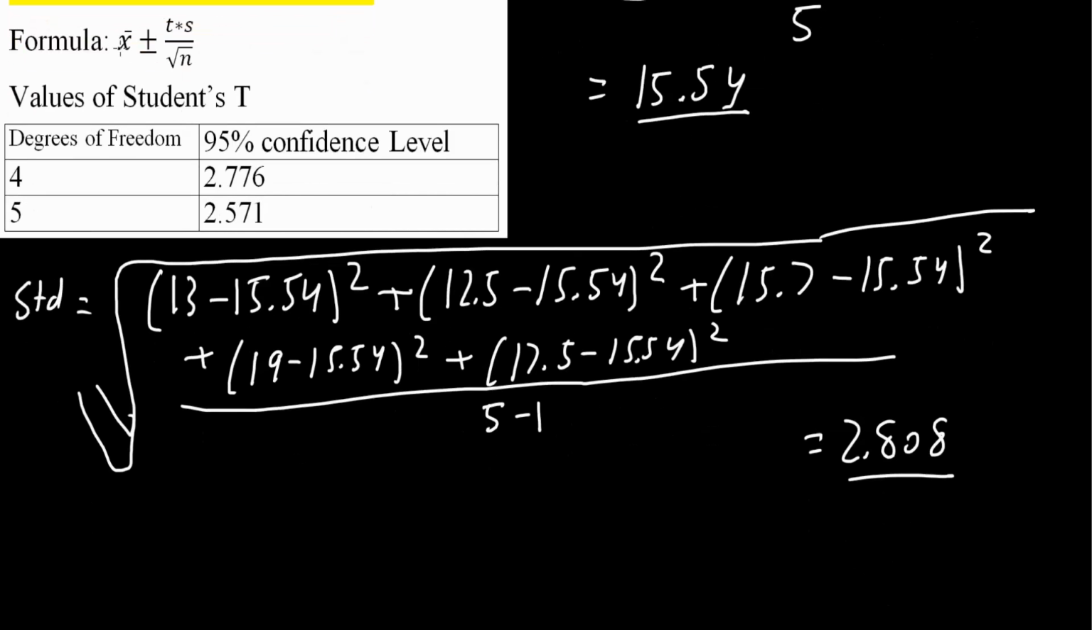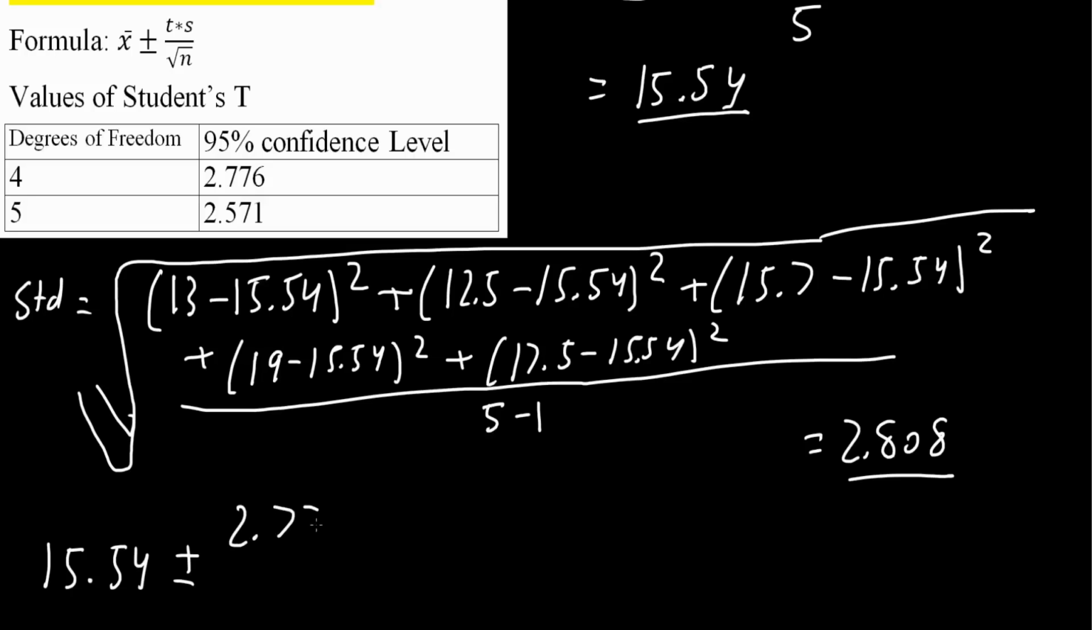So we have the average, which was 15.54 plus or minus t. Now t is the value of the student's t. So we have n equal to 5. Whenever we get the degree of freedom, it's n minus 1, meaning 5 minus 1. So we look at 4. 4 corresponds to a 95% confidence interval of 2.776. So we write that down.